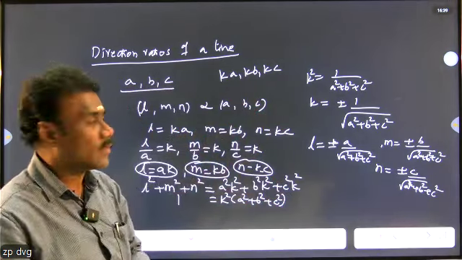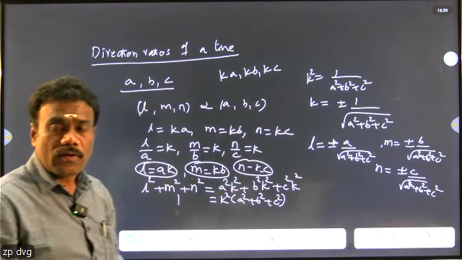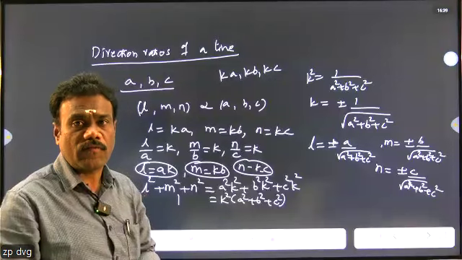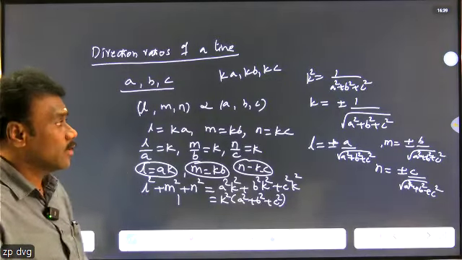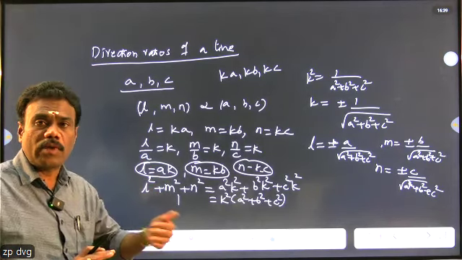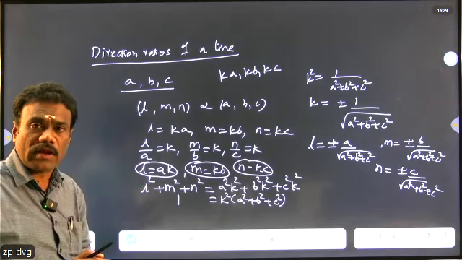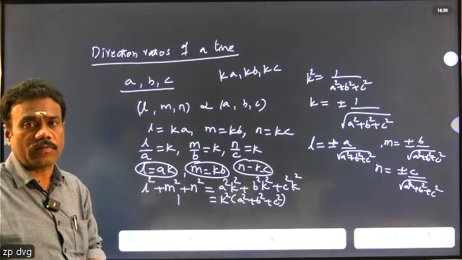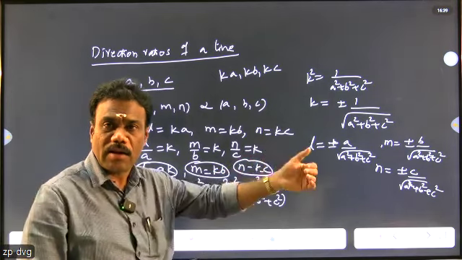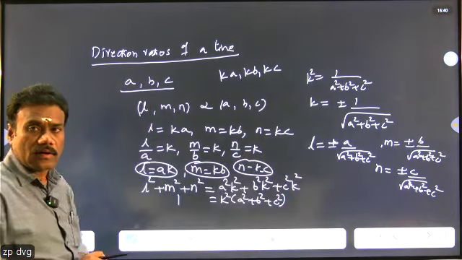So for any line, infinitely many sets of direction ratios will be there. That we should remember. But for any line, there are only two sets of direction cosines: one is l, m, n, and another one is minus l, minus m, minus n. That we should remember, right?